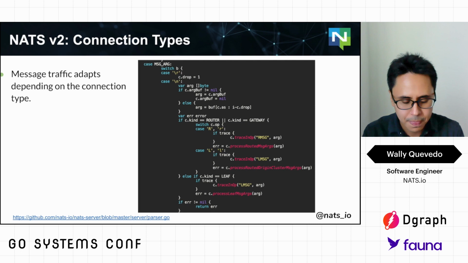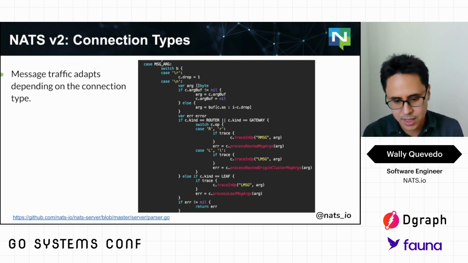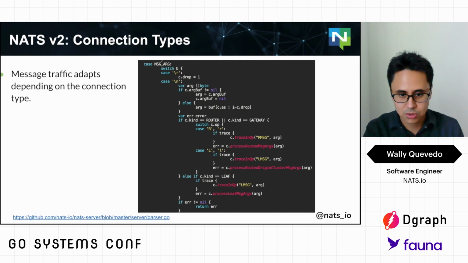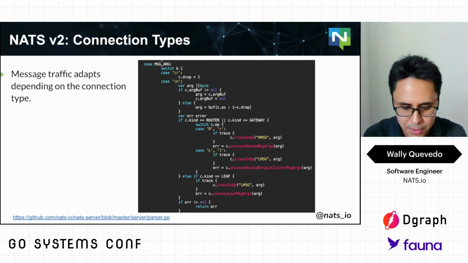In terms of the code, it is all using the same optimized parser implementation, and the traffic adapts depending on which is the connection type. In this case, the message is going to be routed for a cluster, or it could be a leafnode message. So that's how the routing and message flows depending on the interest in the protocol.